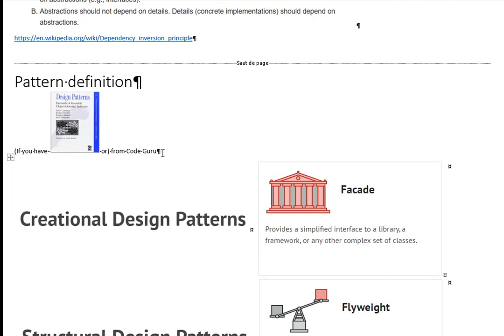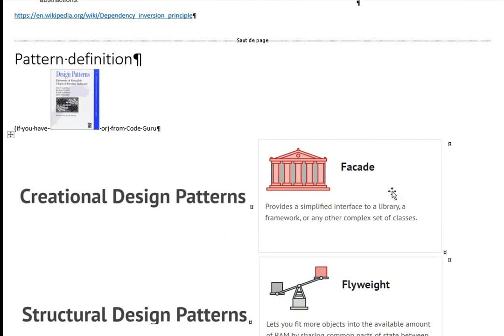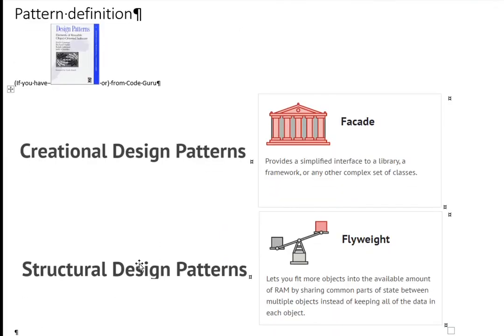If we go over a design pattern book, or today we have Code Guru accessible on the web, we can look for some creational pattern, which is the facade. A facade provides a simplified interface to a library or a framework or any other complex set of classes. It's the problem I try to solve.